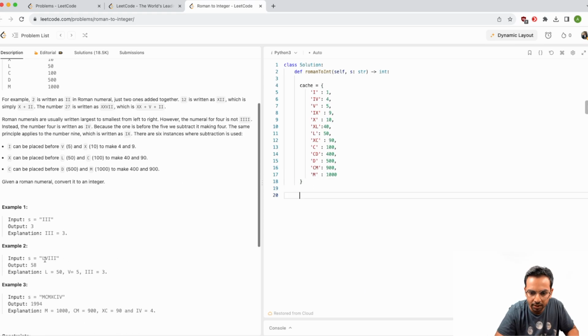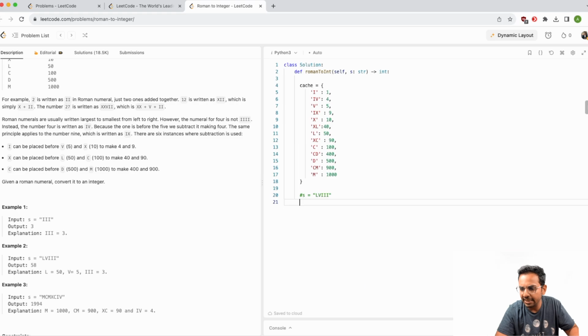So let's start doing the string part. Let's actually take this one so that we can get an idea of what we are trying to do here. It is pretty easy here, right? L we can directly check from here, so L is 50. V is 5. And I is 1 plus 1 plus 1. Fair?